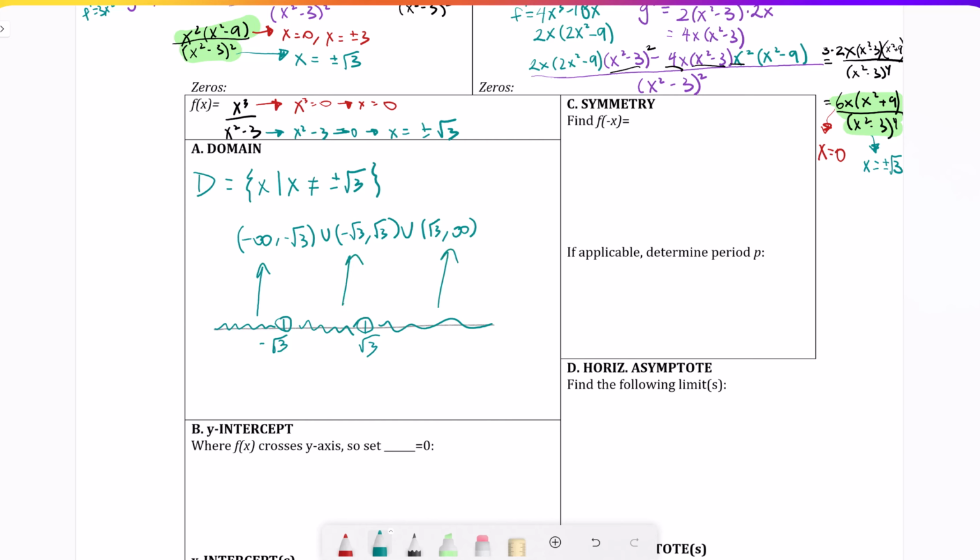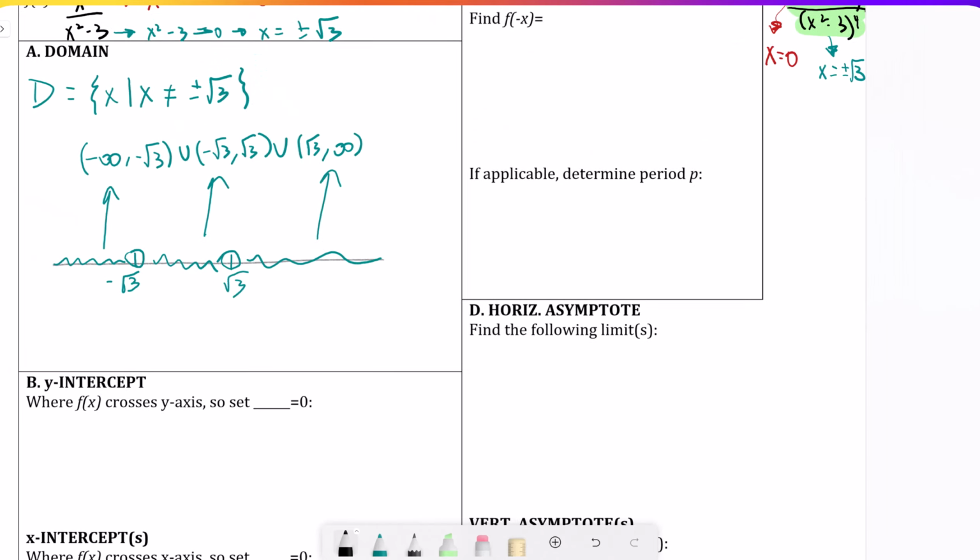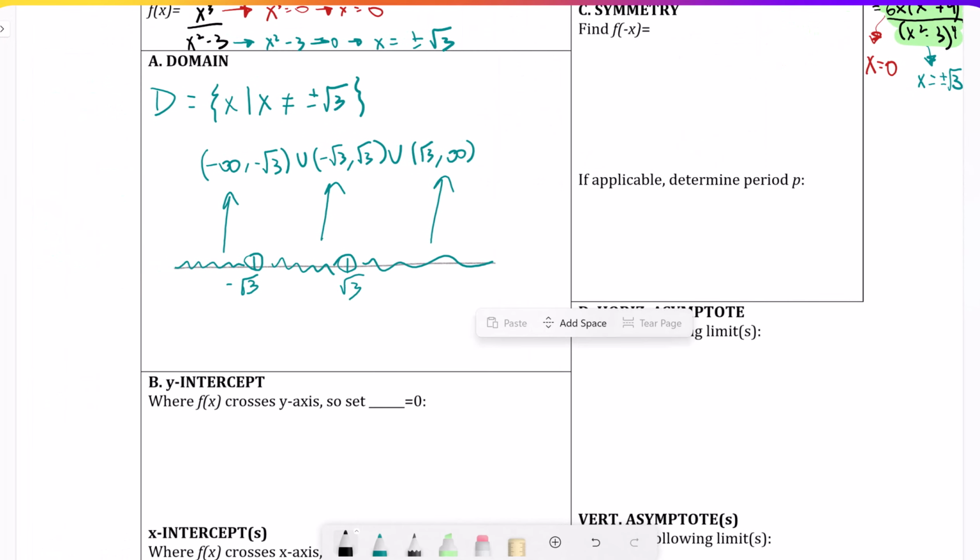Okay, that's domain. The next thing we want to talk about is intercepts. Intercepts are locations where x is equal to 0 or y is equal to 0 because we're touching the axes. So the y-intercept is where the function crosses the y-axis. So what do we need to set equal to 0? Correct, we need to set x equals 0. One of these days I'm going to figure out how to touch the screen without it tripping. Anyway, so that's what we do. Set x equal to 0, then we will find the y-intercept.